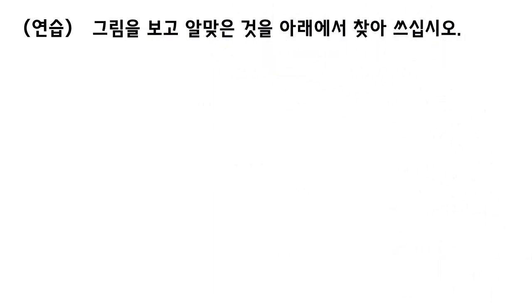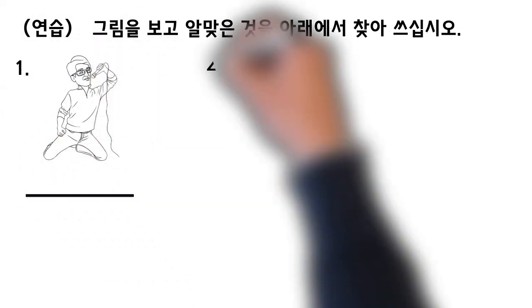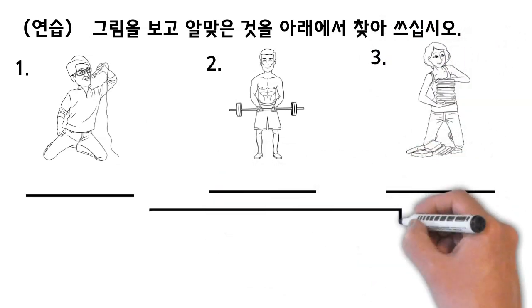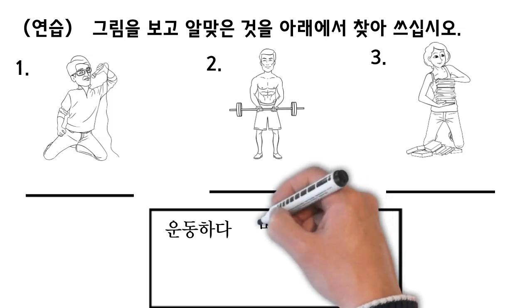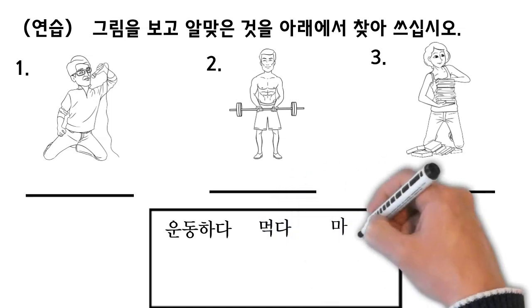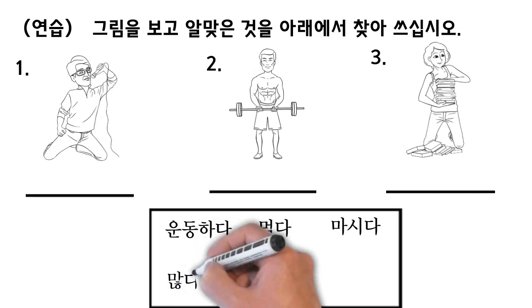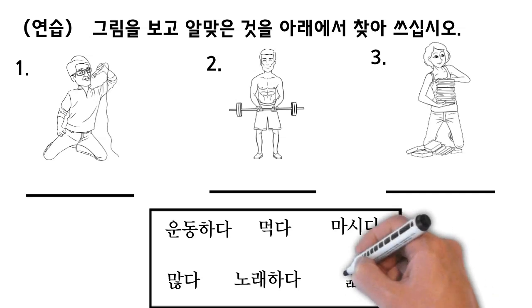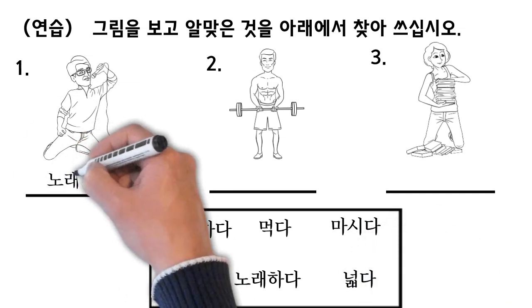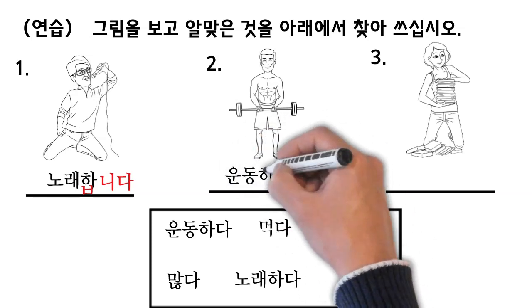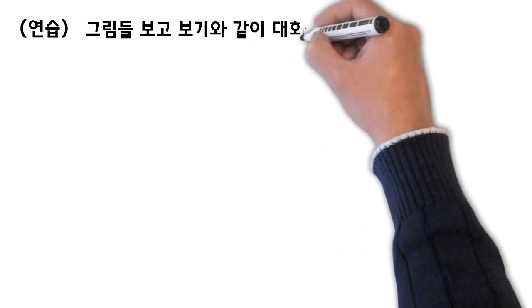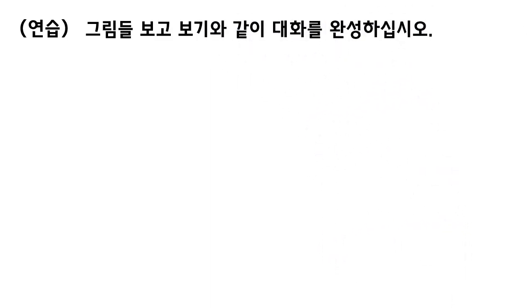연습. 그림을 보고 알맞은 것을 아래에서 찾아 쓰십시오. Look at the pictures and write the correct word from the box below. 운동하다, exercise, 먹다, eat, 마시다, drink, 많다, many, 노래하다, sing, 넓다, wide. 노래합니다. 운동합니다. 많습니다.